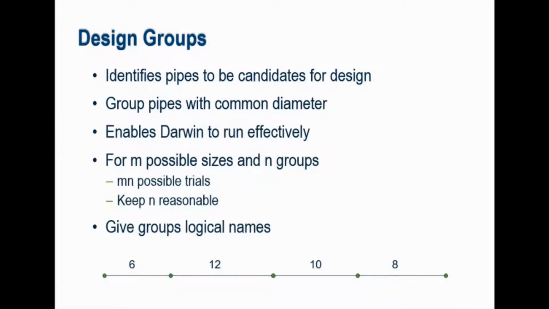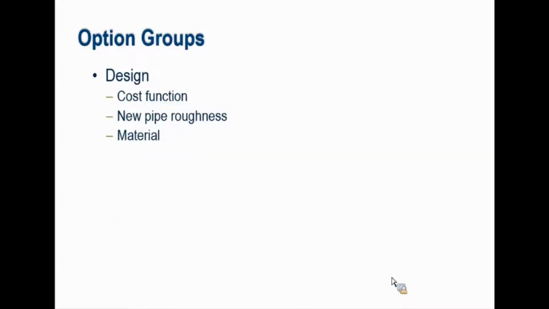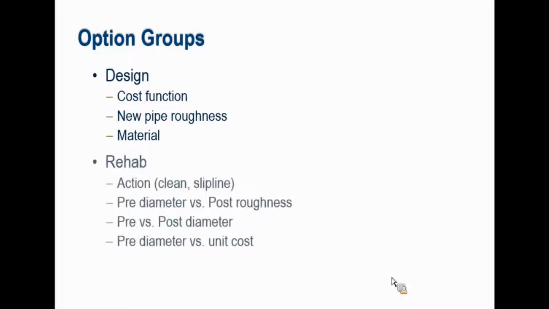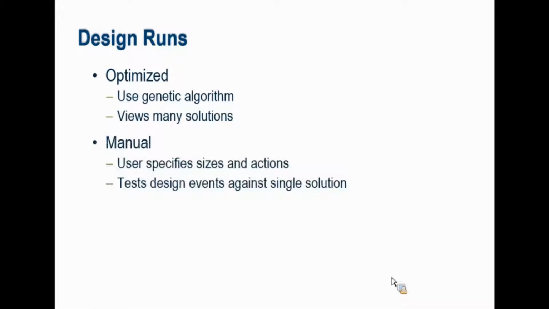And set up logical group names, and basically in the example here what we're trying to prevent is 6, 12, 10, 8. That's probably not how it's going to be laid out in real life. So group those pipes together in northeast section NE or something. Just set up some grouping names. Like option groups, it might be a pretty silly name or something to have in the tab. But set up in the design your cost function, the new pipe roughness, the material. If it's a rehab, whatever the post diameter is going to be, the cost, that's going to go into your cost functions. And as with Darwin Calibrator, you have the option of using the optimization or manual runs.